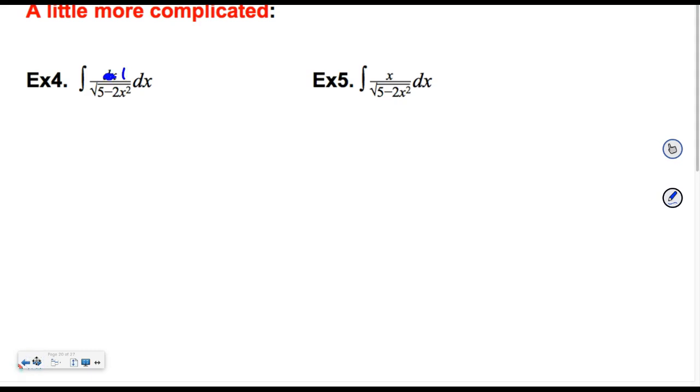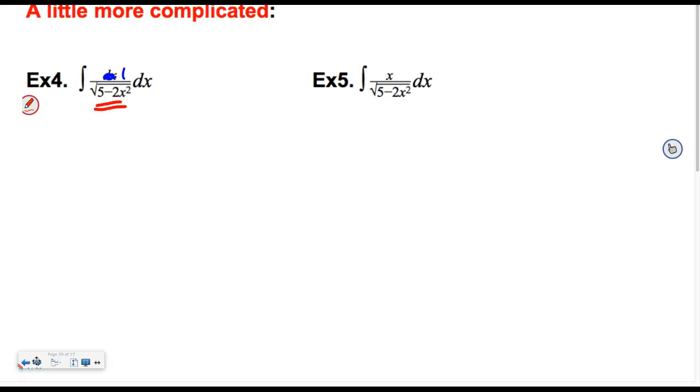Example 4 and example 5 are almost identical. The only difference is the numerator. It makes a huge difference in how we execute the problem, though. One of these is arctrig, if that's a word, and the other is u sub. So always think u sub. It takes 2 seconds to do it in your head.